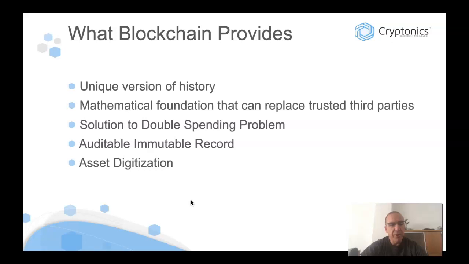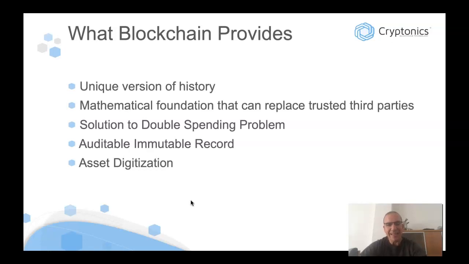And there's also an auditable, immutable record. So everyone can always look up this history of transactions and make sure it has not been altered. And everyone can see what transactions have happened and where the assets are. And these properties made asset digitization possible, which is why we can now tokenize almost anything, which is very powerful. But these properties, that's what the blockchain provides.